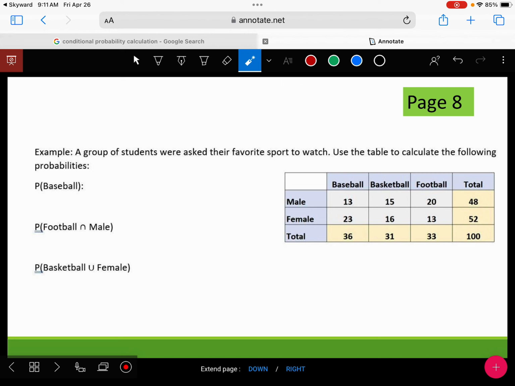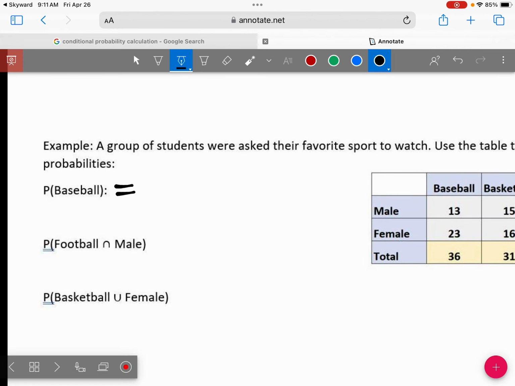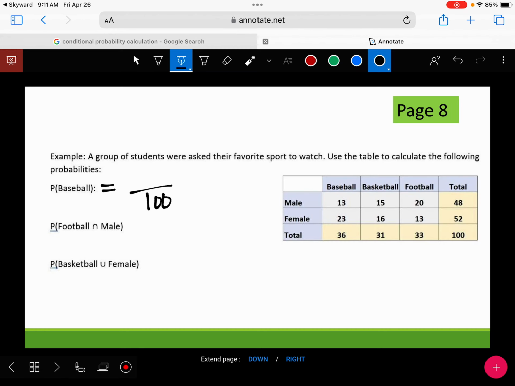100. So the probability of baseball, out of 100 people, how many said that their favorite sport to watch was baseball? 36 right here. So it's 36 out of 100. That would be your probability. So we're looking for the total, adding up the males and females. How many in total said that baseball was their favorite? 36 out of 100.